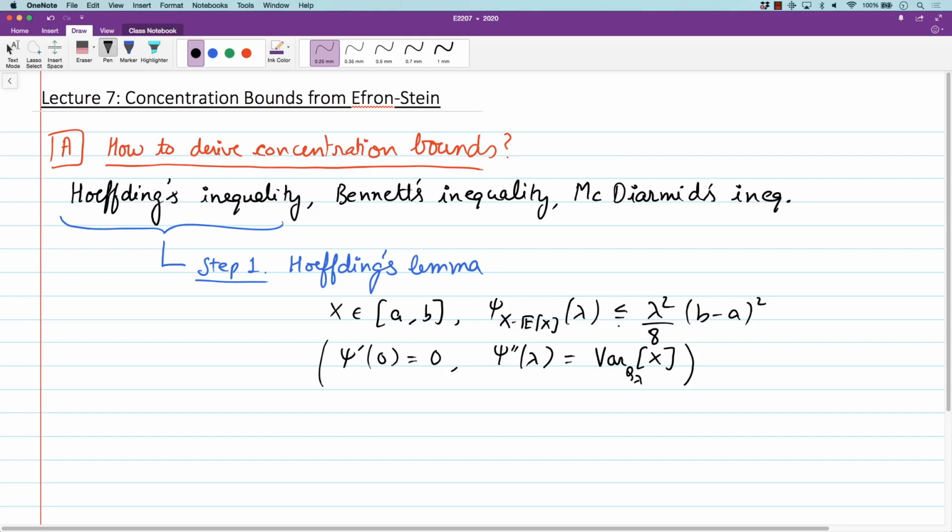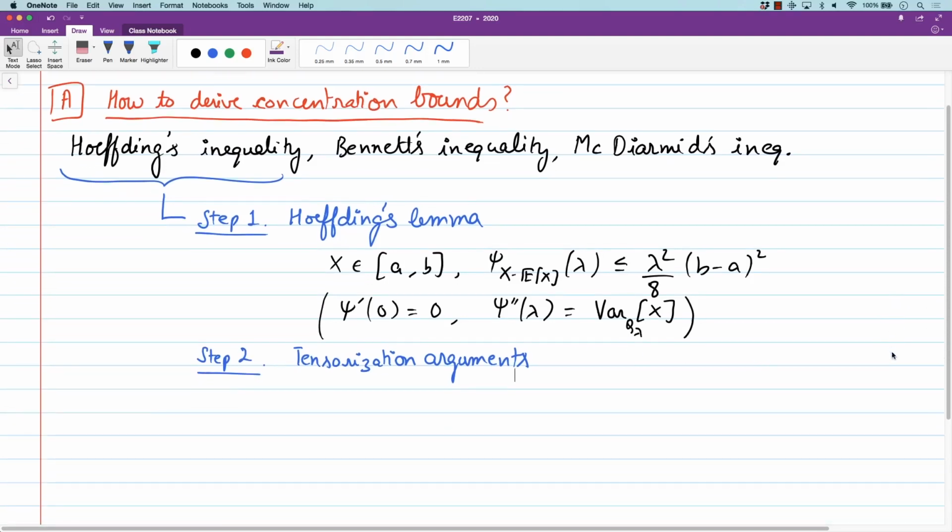And the great thing about this bound is that if you have it for one dimension, then it extends to n dimensions in some way. So step 2 was what we can call a tensorization argument, which is the argument we made to extend this bound to general n-dimensional random variables. In the case of Hoeffding's inequality, what we did for tensorization was use subadditivity of the sub-Gaussianity parameter, the variance parameter.